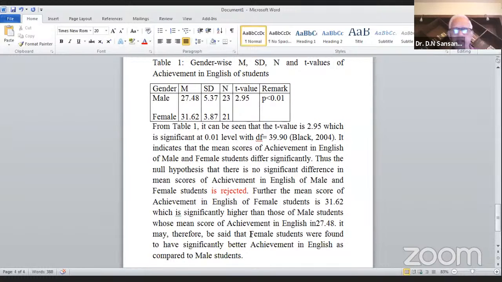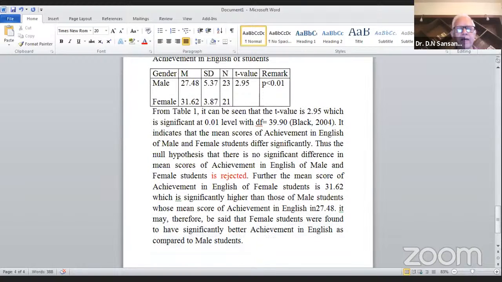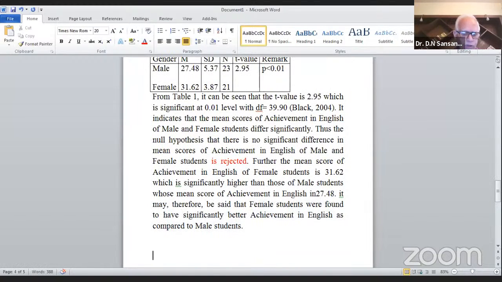Now, if you copy this sentence, it becomes your finding. So if you are moving systematically, then writing a finding is not at all difficult. It is very easy. This is how you should analyze your data and interpret like this. Now let me take another objective, another hypothesis, and another statistical technique.